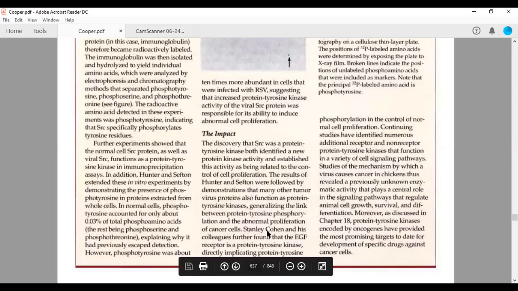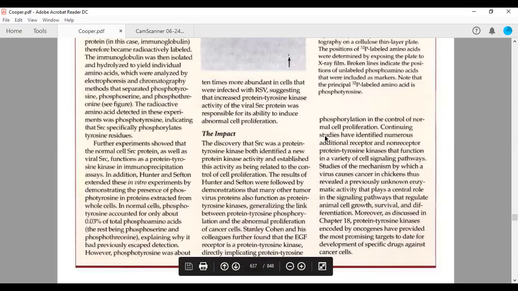Another scientist, Stanley Cohen, and his colleagues then identified that the epidermal growth factor receptor is a protein tyrosine kinase. And after that, many other receptors, for example the insulin receptor and platelet-derived growth factor receptors, were identified and classified according to their structures.